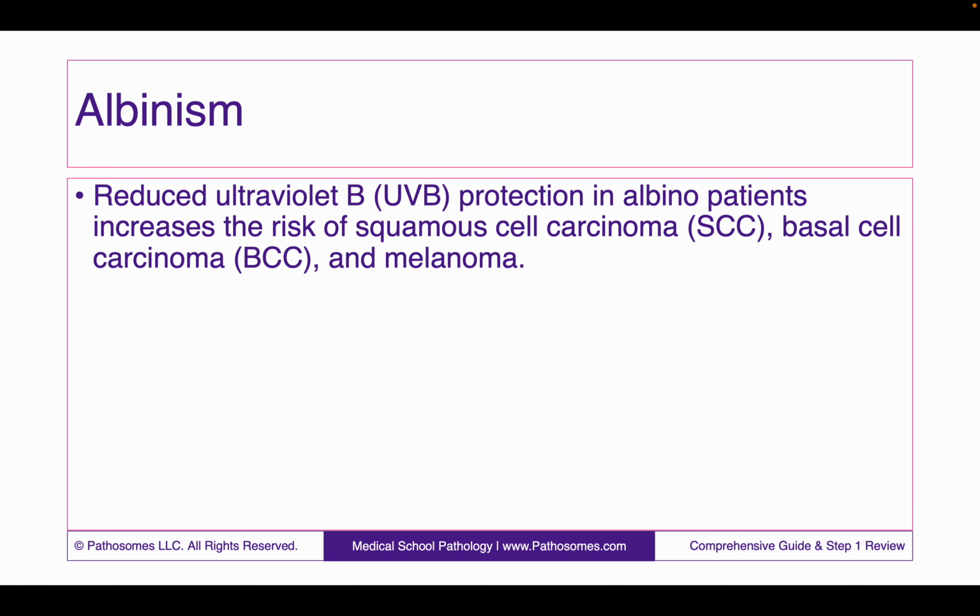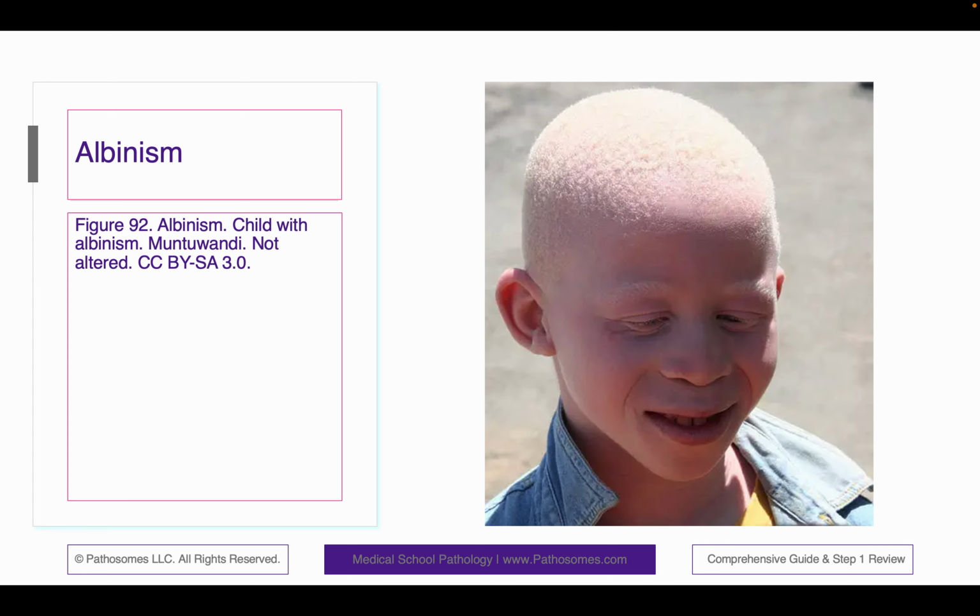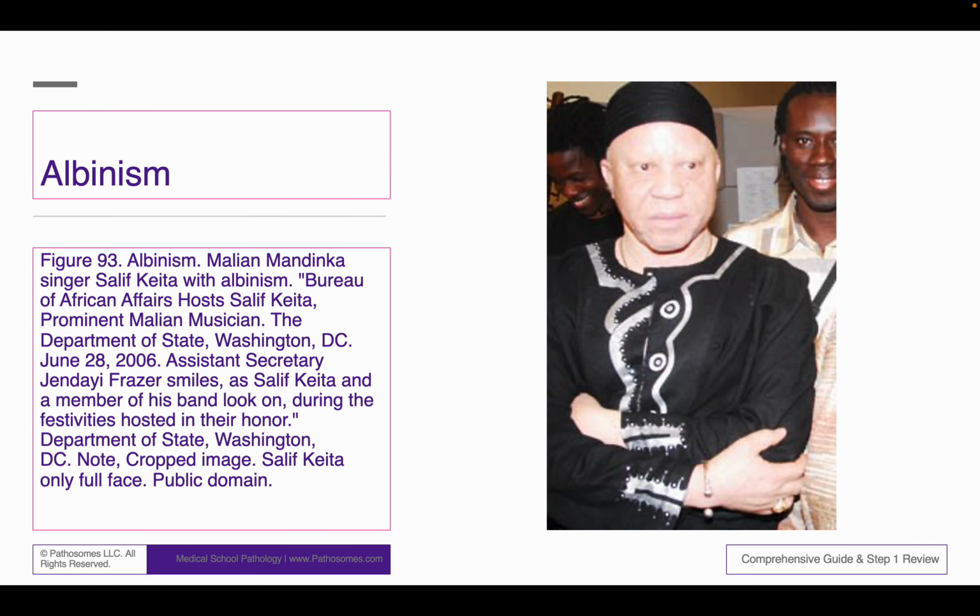Reduced ultraviolet B, UVB protection in albino patients increases the risk of squamous cell carcinoma, basal cell carcinoma, and melanoma. Here we have a young child with albinism. And here we have a prominent figure in Africa with albinism.